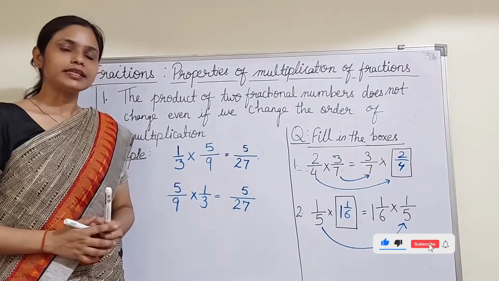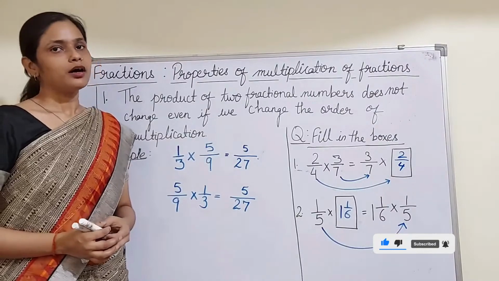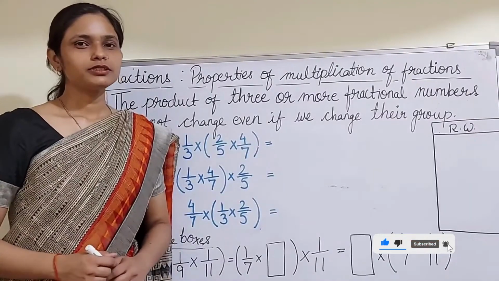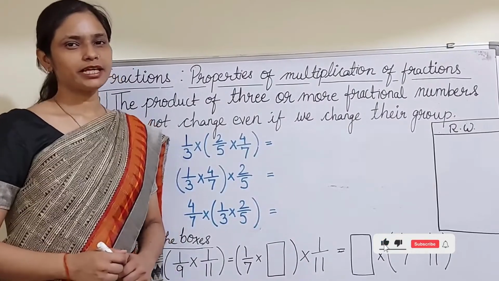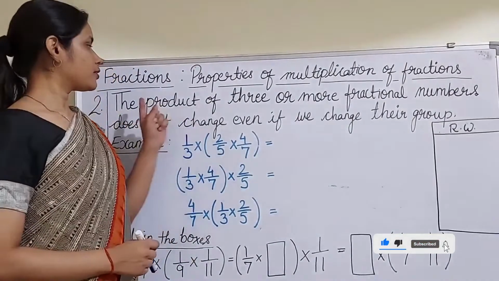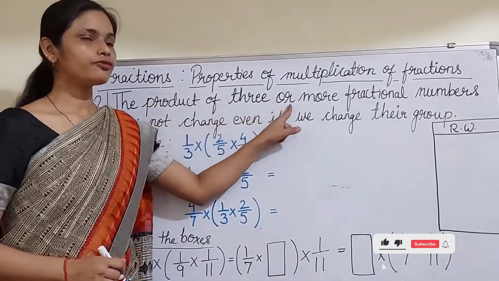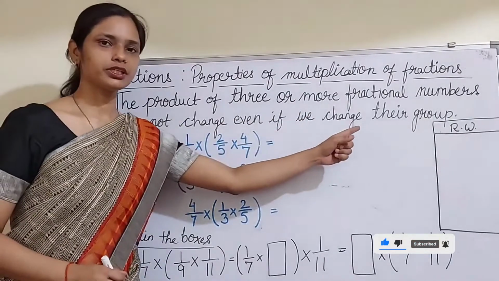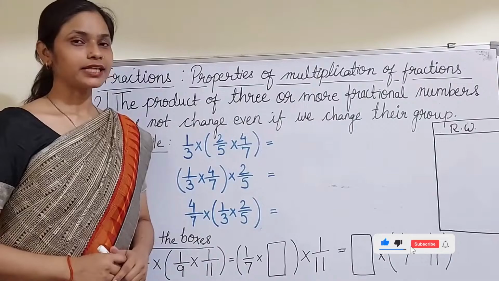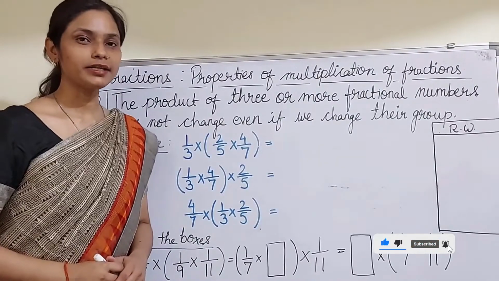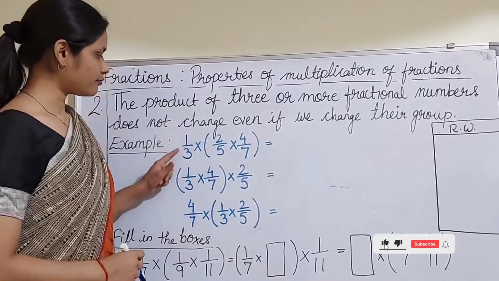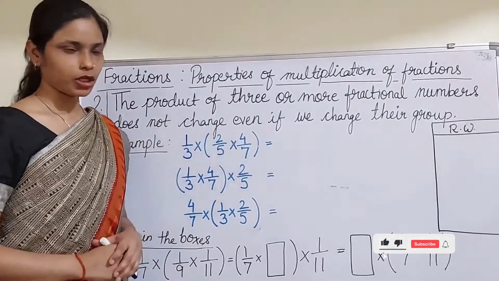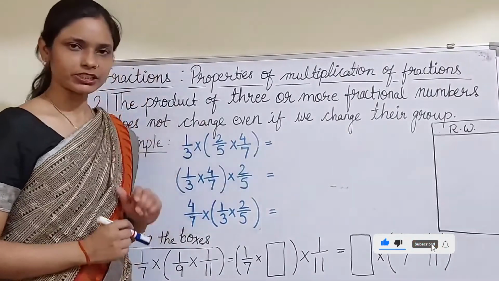Now let us understand the second property of multiplication of fractions. Students, the second property says the product of 3 or more fractional numbers does not change even if we change their grouping. Let us understand this property with the help of an example. First I have taken 1 by 3 multiplied by the bracket 2 by 5 into 4 by 7. So first find the product of these fractions.